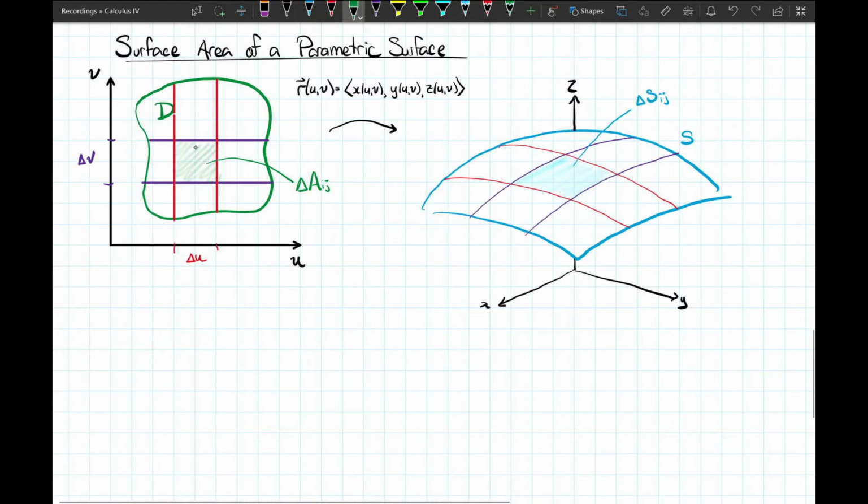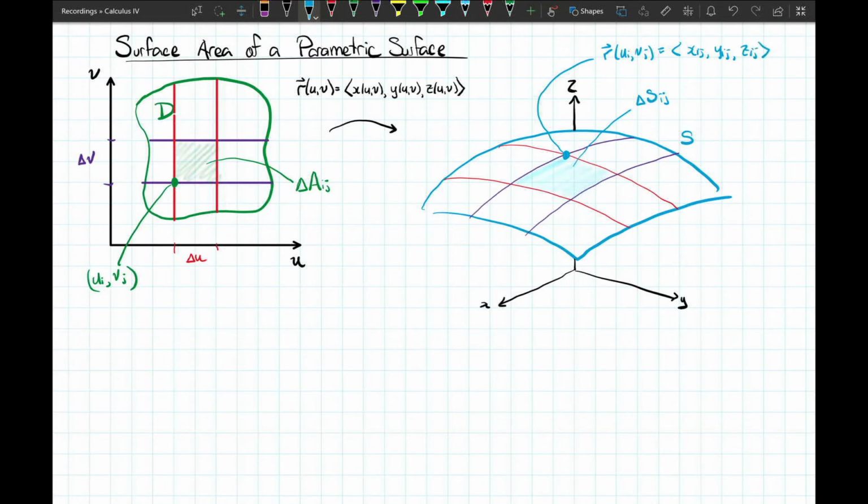Let's take any point in this rectangle. It might be easiest just to think about a point at this bottom left-hand corner. This will be u_i, v_j. But of course, we could pick any point in that rectangle. Now, that point, let's say, maps over here. This point is going to be where we get r of u_i, v_j. Or if we wanted to have that in Cartesian coordinates, we could have something like x_ij, y_ij, z_ij. Well, since this isn't exactly a nice plane, why don't we approximate the area of that patch by using a small segment out of the tangent plane and calculate that area instead.